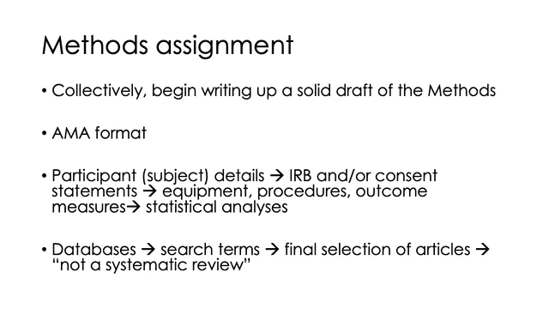So what do we want you to do? We want you to have an idea of how to write up a solid draft of your methods. Again, check your AMA formatting. For the traditional group research, here's what I want it to look like. You have your participant details, you have your IRB and consent statements. Then you have the equipment, procedures, outcome measures, details. Finally, you end with statistical analyses. Done.